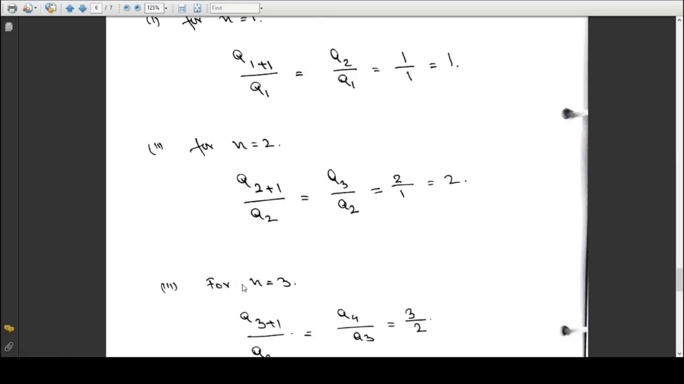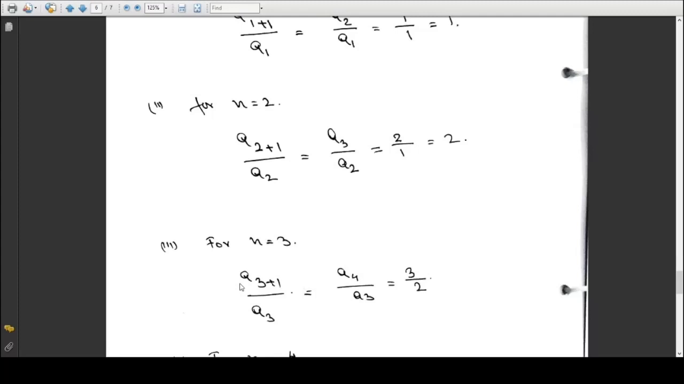Now for n equal to 3, a(3 plus 1) by a3. 3 plus 1 is 4, so a4 by a3, that means the fourth term divided by the third term. The fourth term is how much? We have just found it out to be 3, and the third term is how much? Here, the third term is 2, isn't it? Therefore the value of a4 by a3 is 3 by 2.